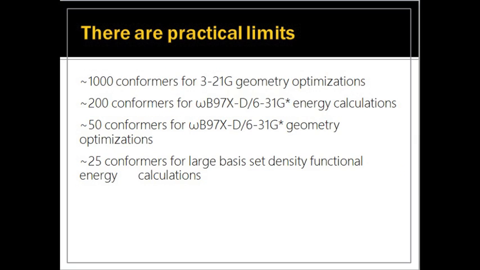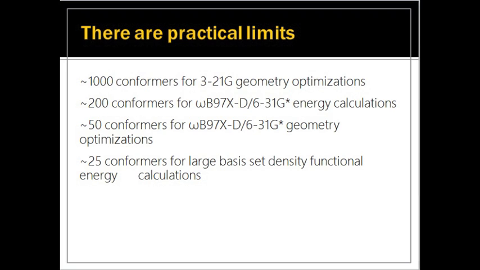In practice, there's quite a bit of experience with this now, and in practice, 1,000 conformers for 3-2-1 geometry optimization is practical. Hours or tens of hours of computer time, it's practical. 200 conformers, maybe a few more for the energy calculations, is practical. 50, maybe up to 100 is practical for geometry. And getting down to where we have to do a final energy thing, maybe 20, 30 is practical.